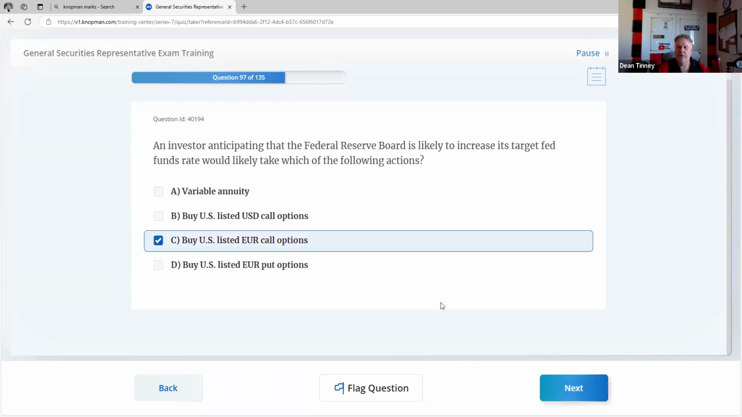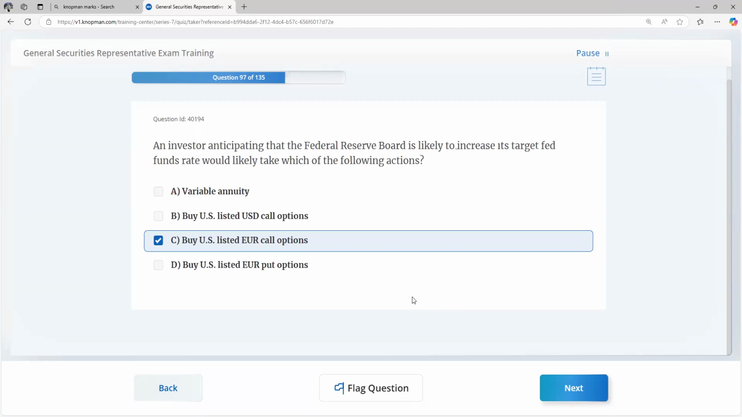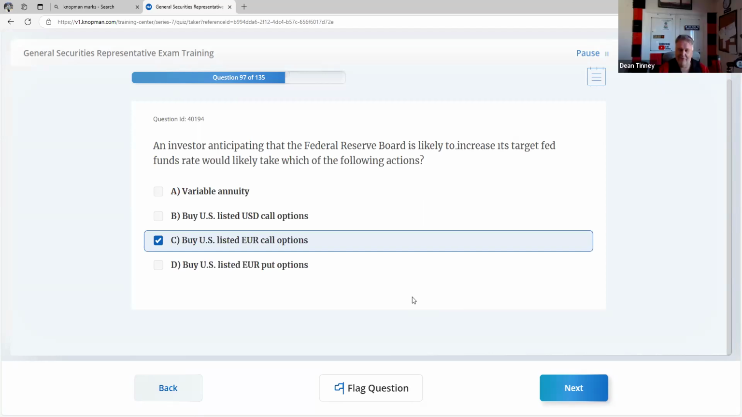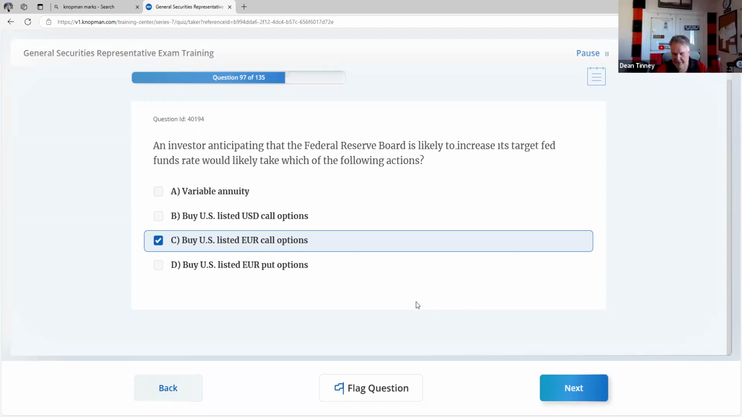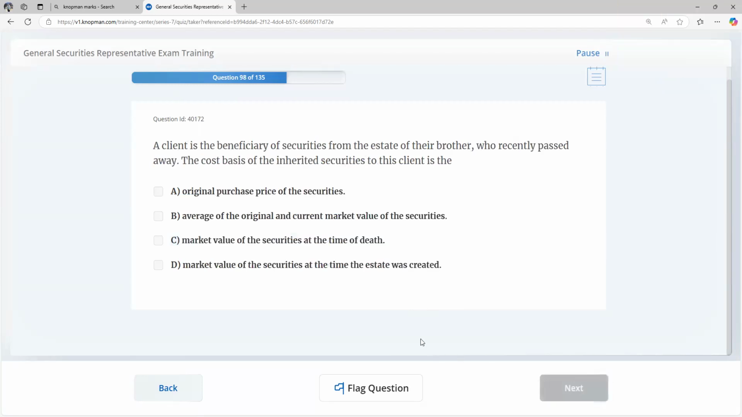And here's why. When interest rates go up, the dollar becomes stronger. Oh, because of the Fed. Yeah. So we're going to buy puts on the euro, because if the dollar goes up, the euro is going down. That's a tough one, a real tough one. I didn't like that one at all.